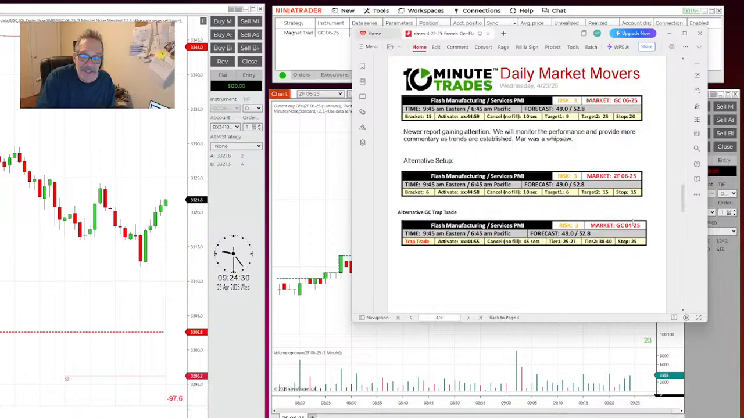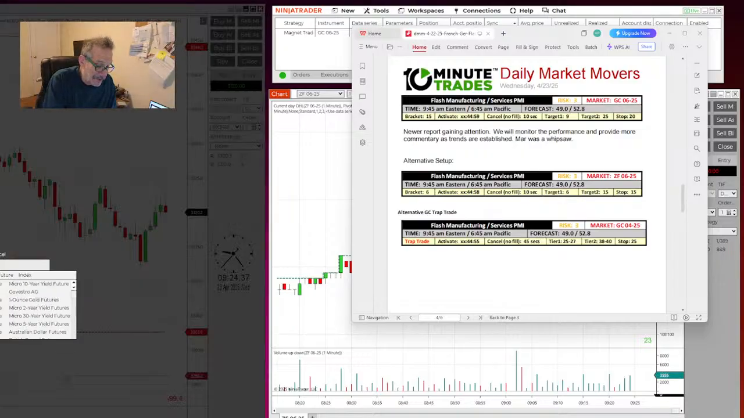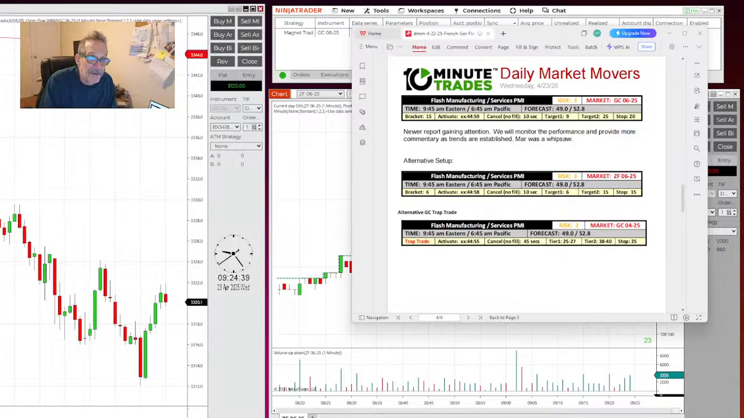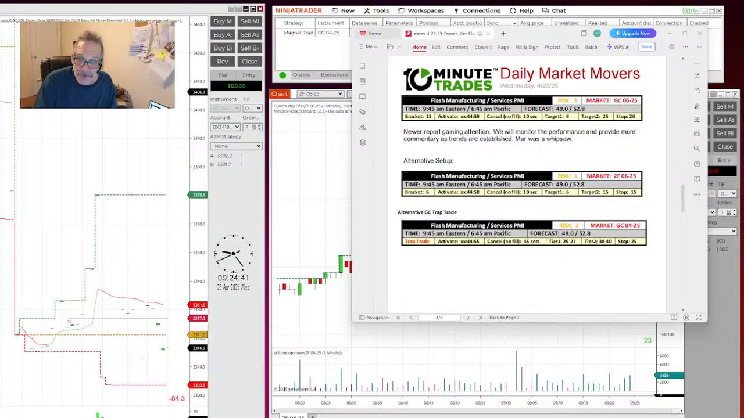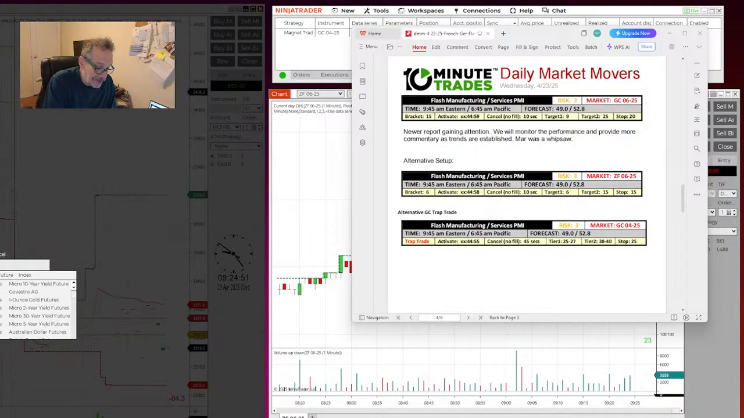It's GC 625, not 425. But look what would happen if you tried to trade for GC 0425. You'd have an unusable chart. So that would tell you check your contract. And if you just look up on top, it's GC 625. So GC 0625.